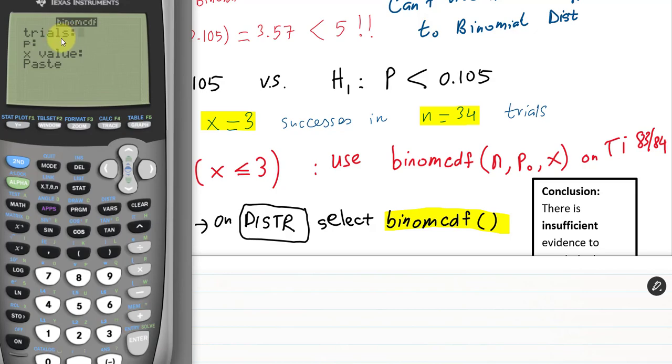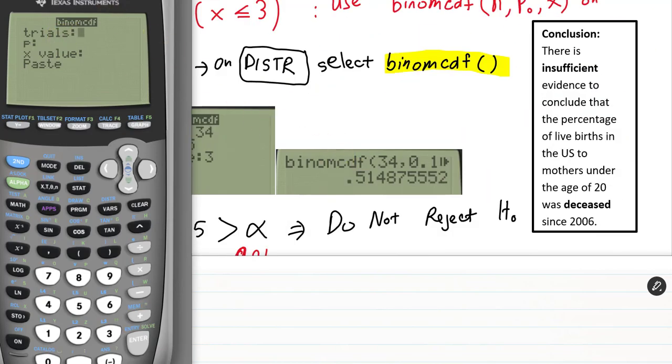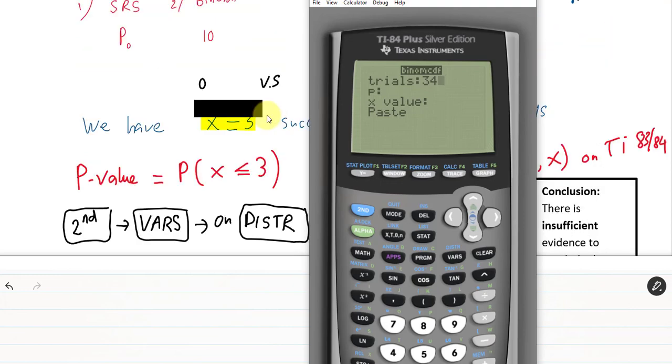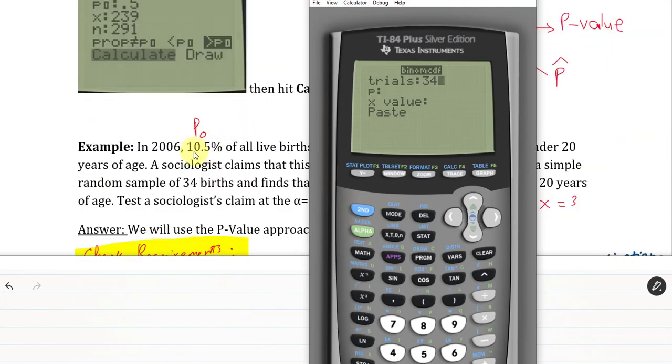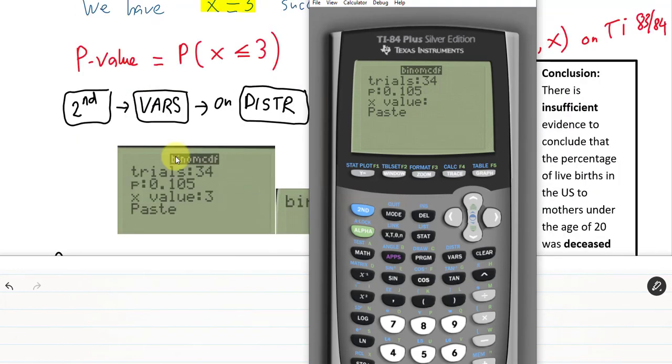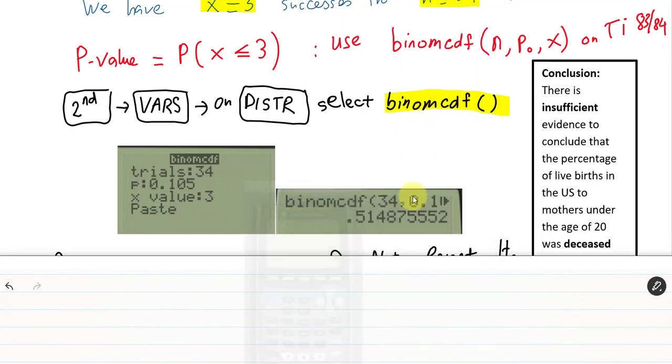Now the trial, in this case, we have the total of 34 for the sample size, so there are 34 trials. The p value is the assumed value. We assume it to be 0.105. That is the p naught value, the assumed value. And then lastly, the x value, we are looking for x to be less than or equal to 3. And that's 3. And then let's paste everything here. And it should give you 0.5148. And that is the value of the p-value.